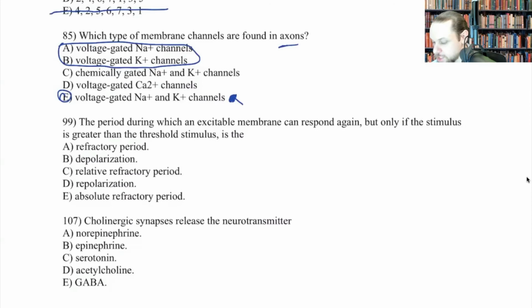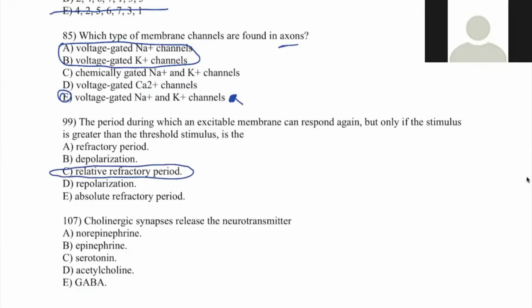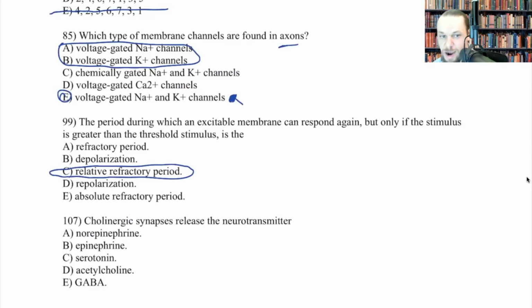So in 99, during which period, right? If your stimulus is strong enough, it's going to cause the threshold stimulus. So for 99, the correct choice is C. Why? Because in a relative refractory period, a high amount of stimulus can still cause it.